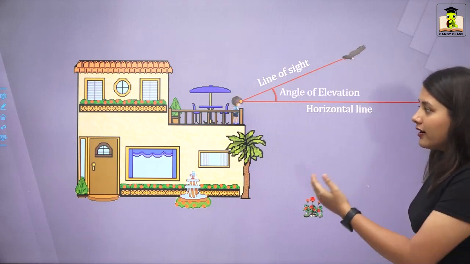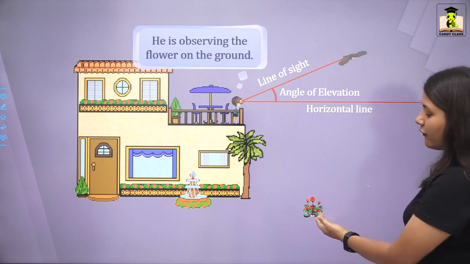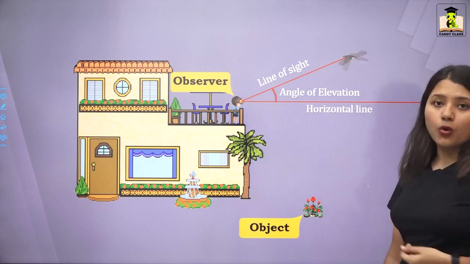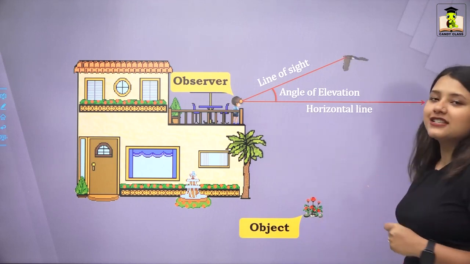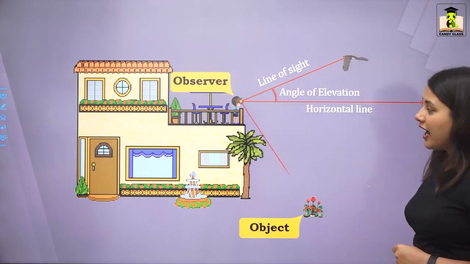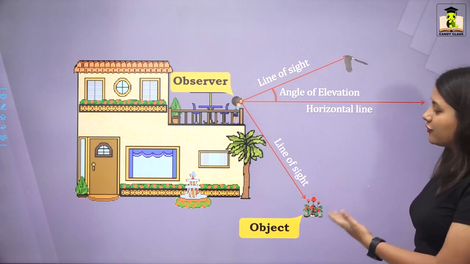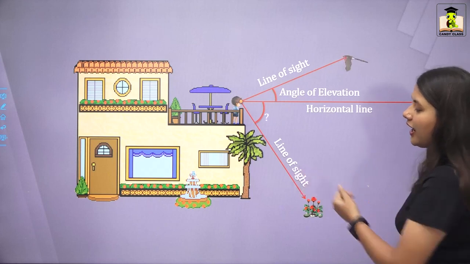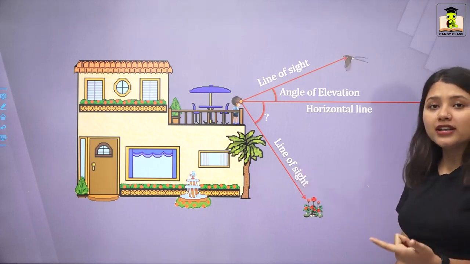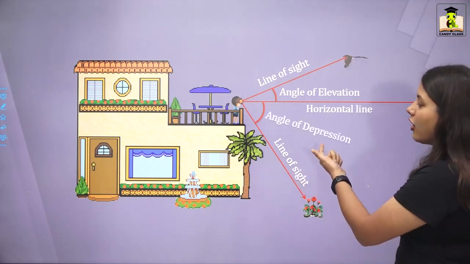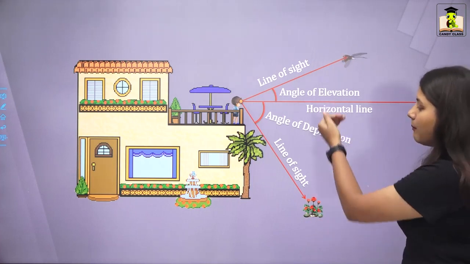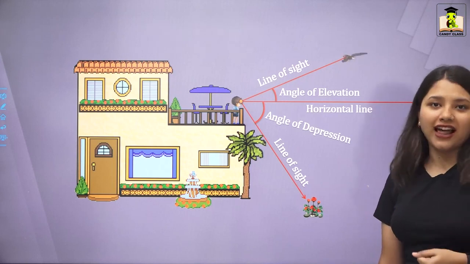Now Rohan is observing the flowers on the ground. So, in this case, the observer is Rohan and the object is flowers. And the line between them is known as line of sight, and the angle between the horizontal line and the line of sight is known as what? Is known as angle of depression, because in this case the object is below the horizontal line.